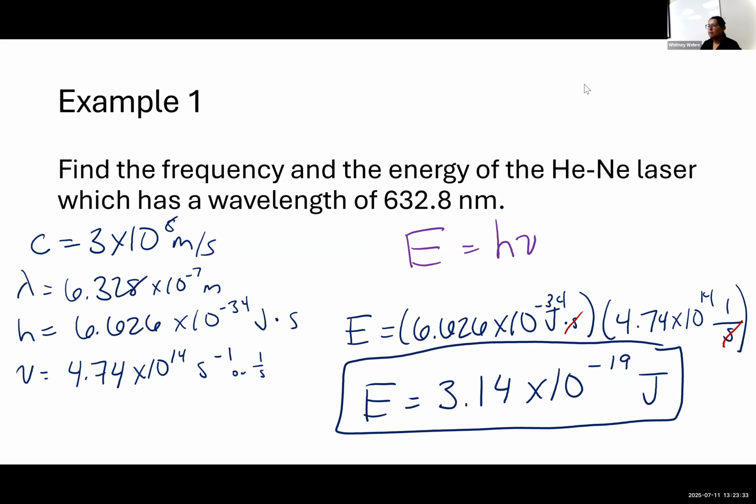So double check my math. Make sure that you're typing this in as a negative 34, not a positive 34. So it should be a very small number. And that is the energy for one photon. That's why it's such a small number. If I had a mole of photons, that energy would be a very different number, but this is one individual light particle.